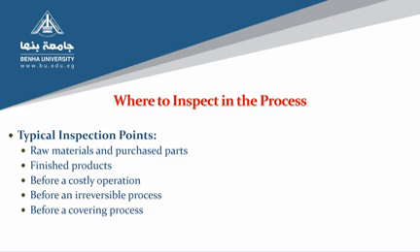Third, before a costly operation, the point is to not waste costly labor or machine time on items that are already defective. Fourth, before an irreversible process. In many cases, items can be reworked up to a certain point. Beyond that point, they cannot. Fifth, before a covering process, painting, plating, and assemblies often mask defects.